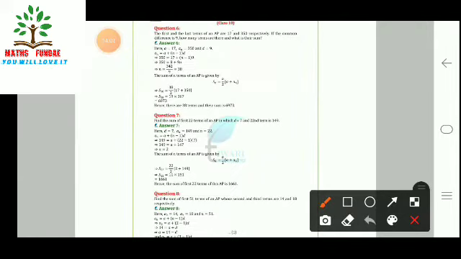The first and last terms of an AP are 17 and 350. If the common difference is 9, then how many terms are there and what is their sum? So a is given to us, an is given to us, d is given to us. So an is equal to a plus (n minus 1)d, that is 350 is equal to 17 plus (n minus 1) into 9. So n is equal to 38. So 38 means we have total 38 terms, whose sum is equal to how much?